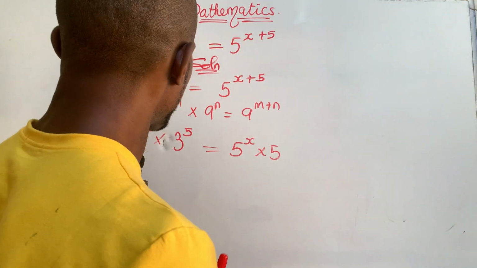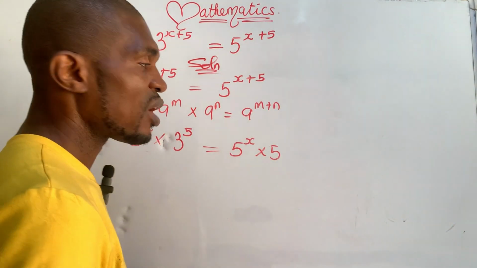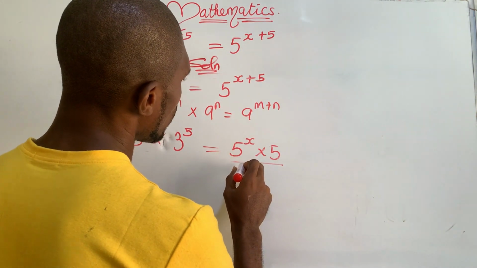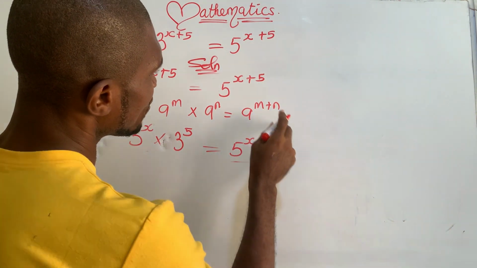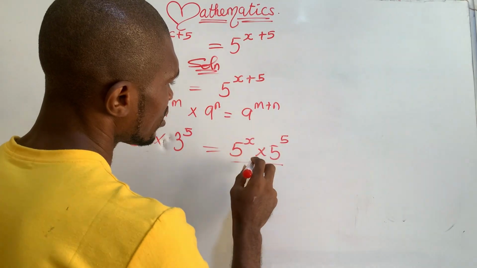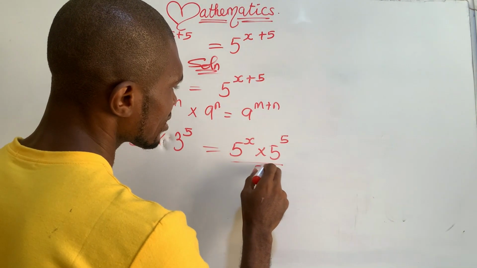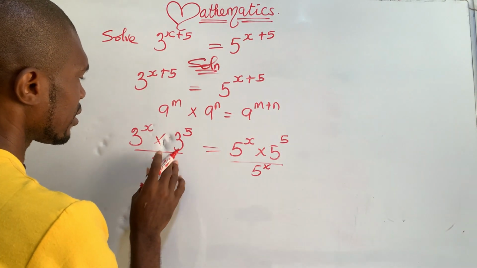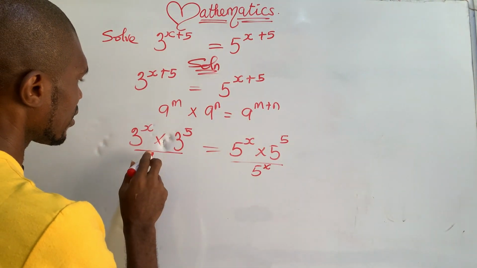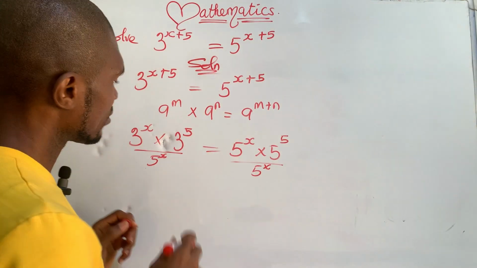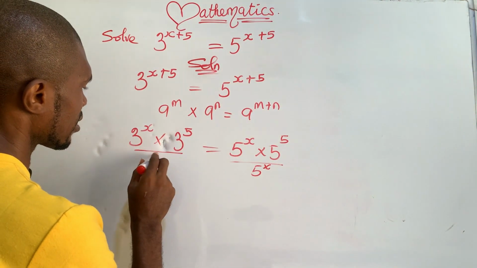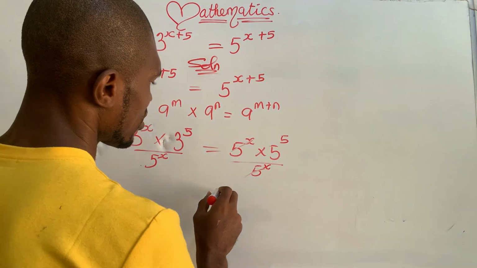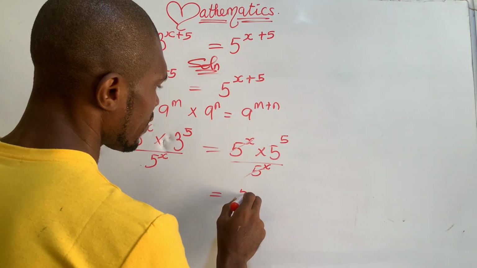And for us to solve for x, we have to eliminate one of the x here, so that one x will remain. Let's do that here. We have 5 raised to power 5, rather. So I have this divided by 5 raised to power x, and here, divided by 5 raised to power x. So 5 raised to power x will cancel 5 raised to power x. What will be left is what? 5 raised to the power 5.